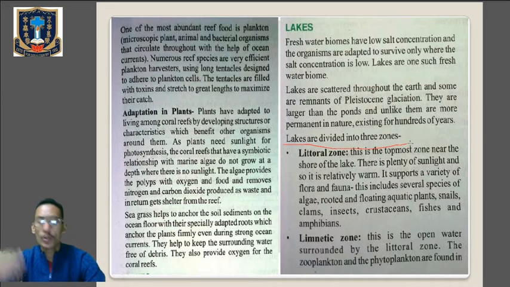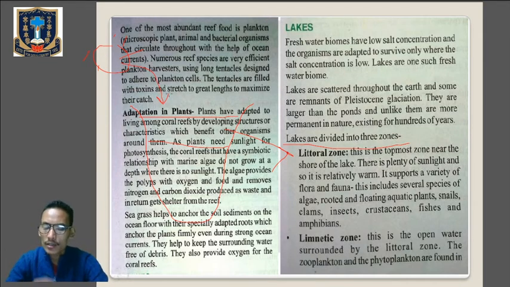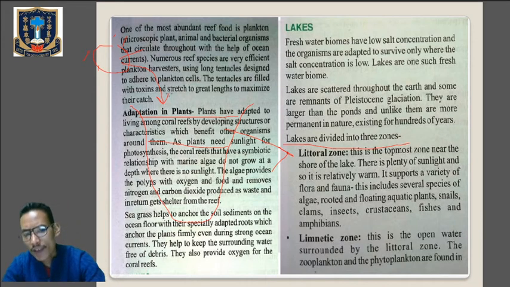So let's talk about the littoral zone. This is the topmost zone. When we consider a lake, suppose this is the lake. This topmost part of the lake is called the littoral zone, where there is plenty of sunlight, so it is relatively warm, because suppose the sun is over here. This zone can directly get the sunlight. It supports a variety of flora and fauna, including several species of algae, rooted and floating aquatic plants, snails, clams, insects, crustaceans, fishes, and amphibians. It is getting plenty of sunlight.